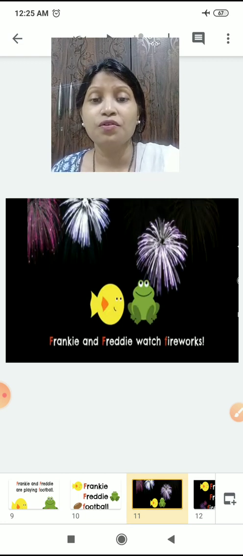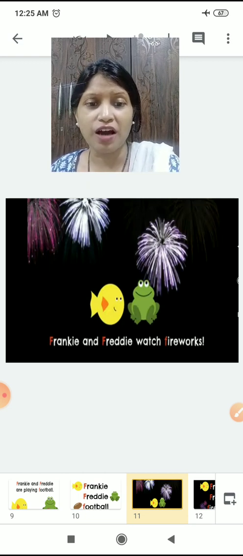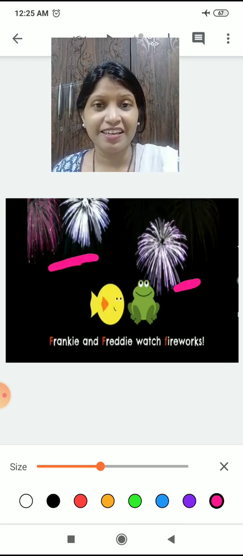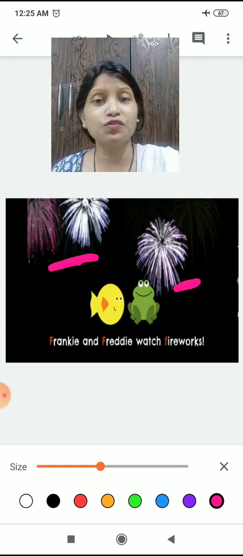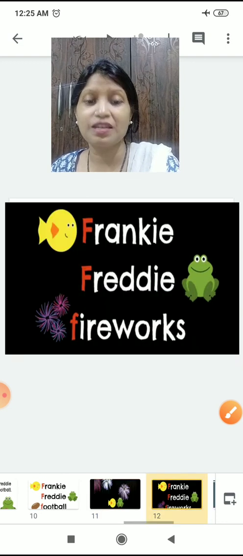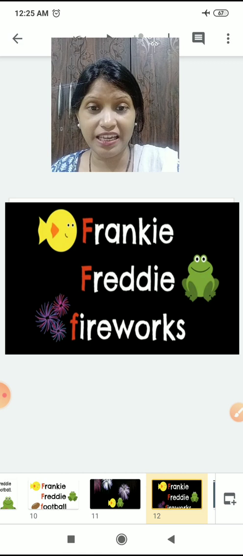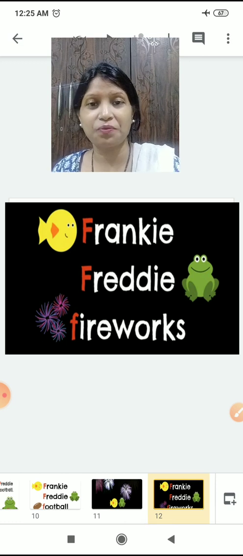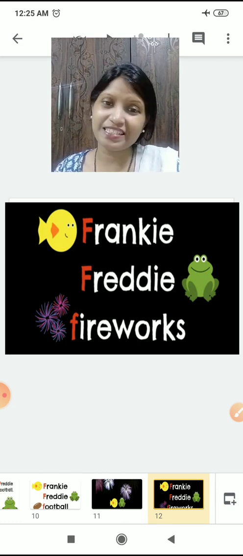Further. Frankie and Freddy watch fireworks. See children, fireworks. During Diwali, we burn them, right? Yes, we burn the firecrackers. So it's fireworks. Frankie and Freddy watch fireworks. Frankie, Freddy, fireworks. Frankie and Freddy are friends. Frankie and Freddy are friends.